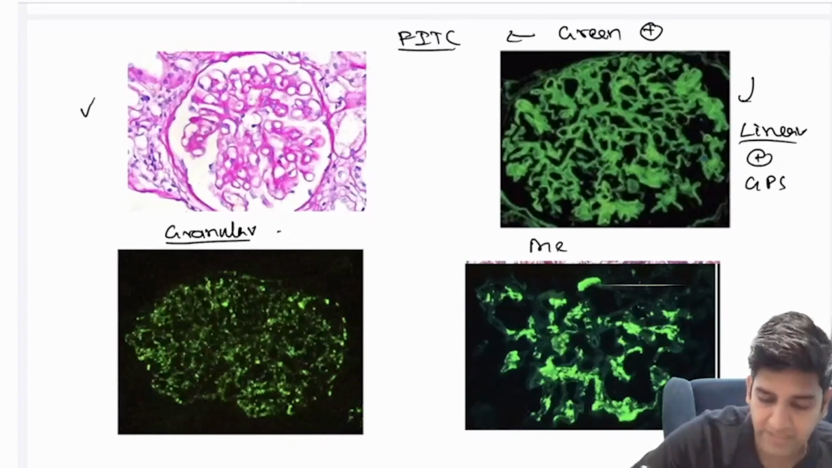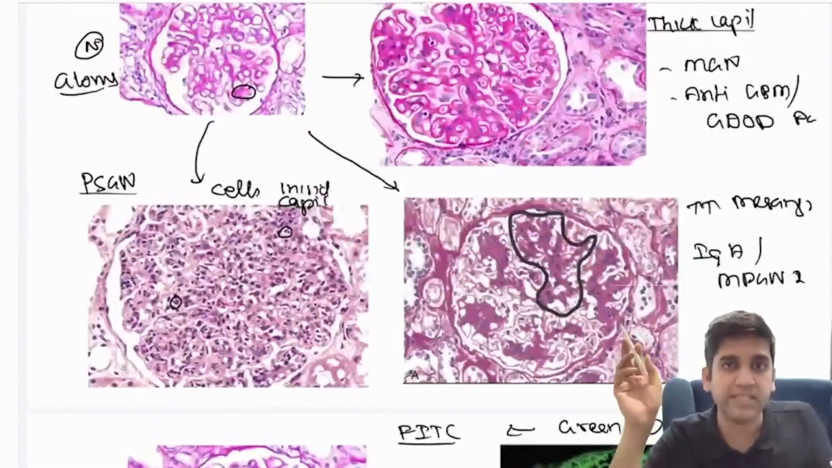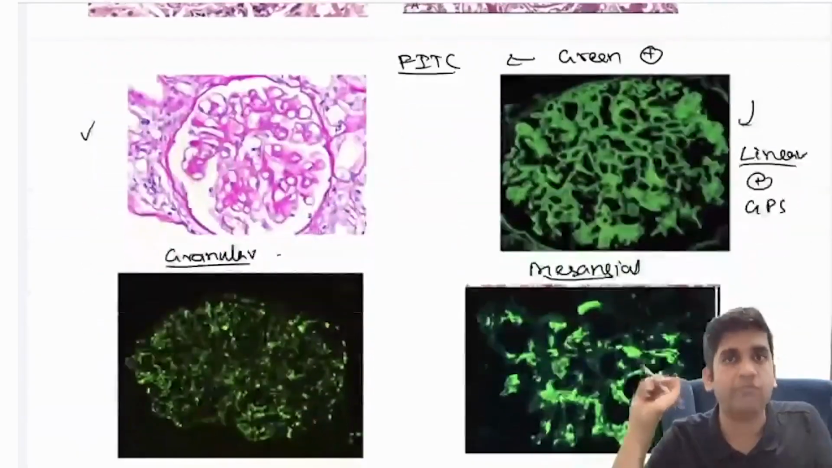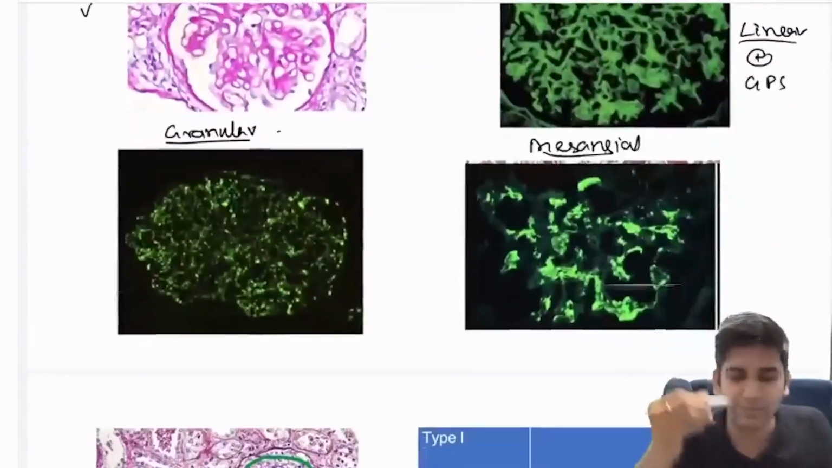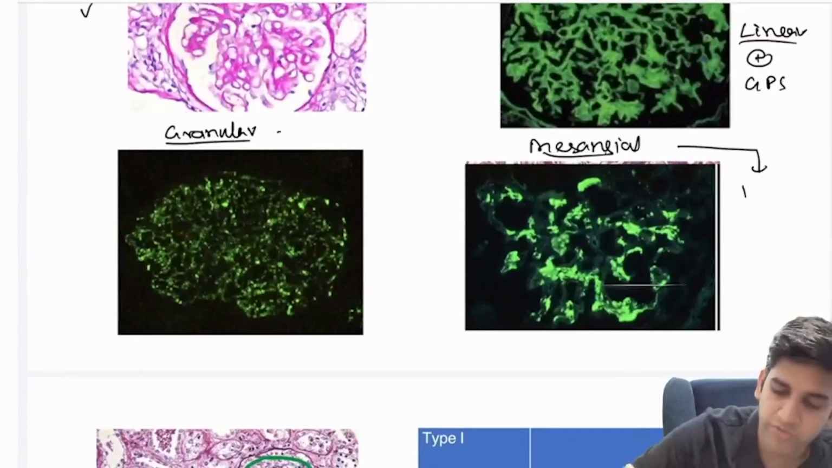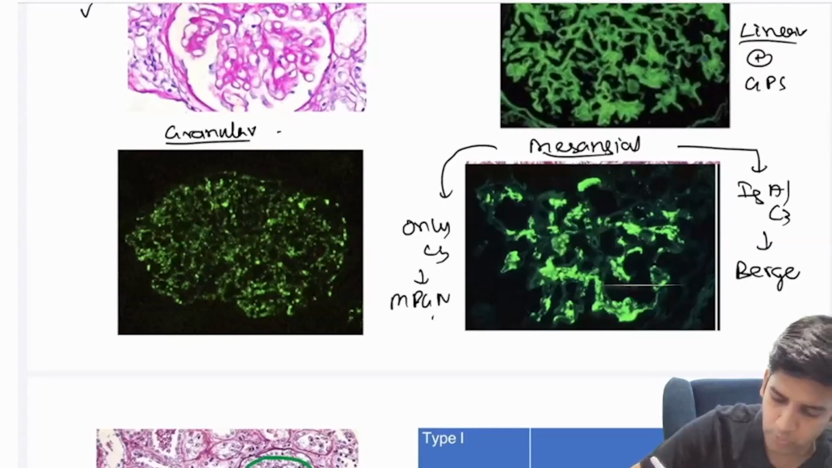And this is mesangial positivity. So both the diseases which had mesangial expansion will have mesangial positivity. Then how do I differentiate IgA or MPGN type 2? It's simple. If mesangial positivity is both for IgA and C3, I go for Berger's disease or IgA nephropathy. If the mesangial positivity is only for C3, I go for MPGN type 2 or C3 glomerulonephritis.